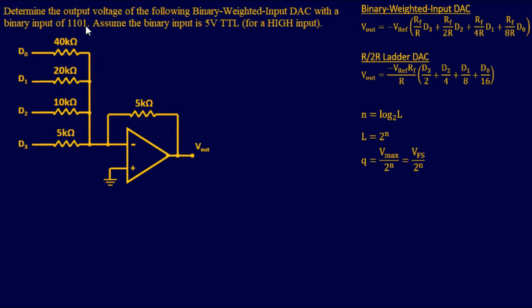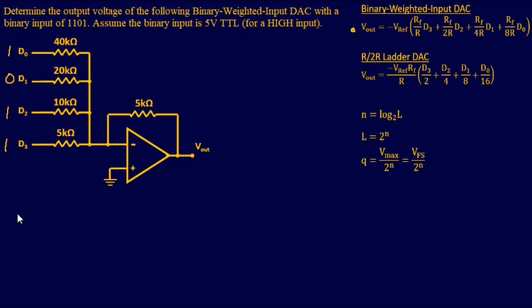So this one, we have a binary input of 1101. And of course, that's going to be the most significant bit, so I'll go ahead and put it to the side here. We want to determine the output. Now this one's pretty simple. To the right here, we have the equation for the binary weighted input for digital analog converters. This one's mostly plug and chug, but you just got to pay attention to how to plug and chug. So let's go ahead and determine the output.